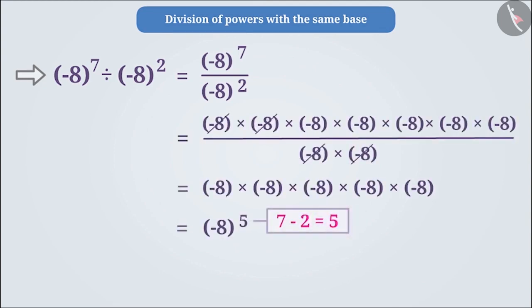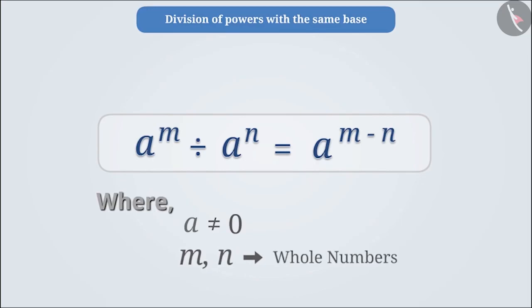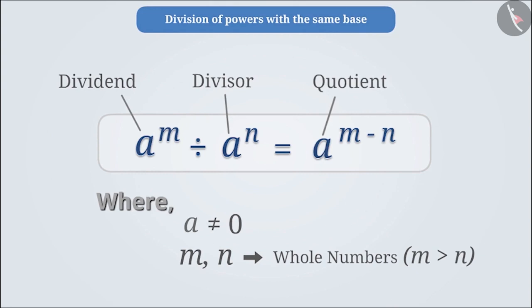Therefore, broadly we can say that for a non-zero integer a and whole numbers m and n, a to the power of m divided by a to the power of n is equal to a to the power of m minus n, where m is greater than n. That is, if the base is the same for division, then the power of the divisor can be subtracted from the power of the dividend, and the obtained quotient is written as the power of the base.